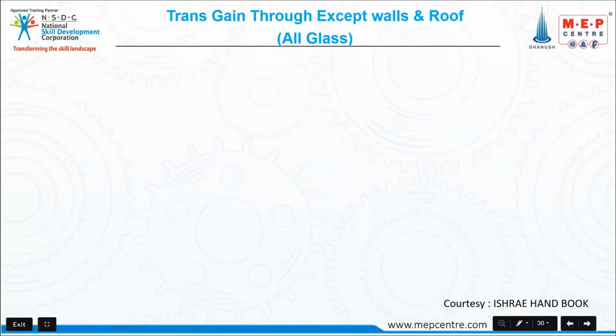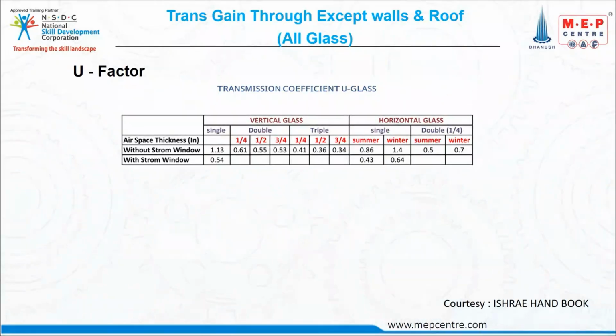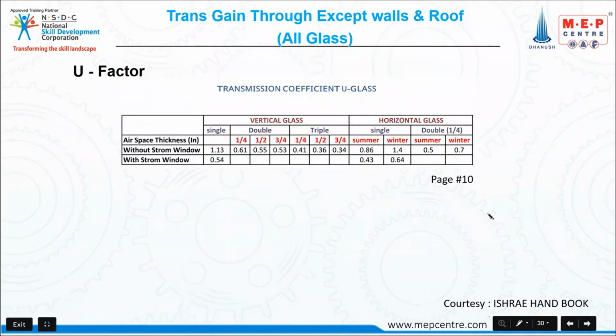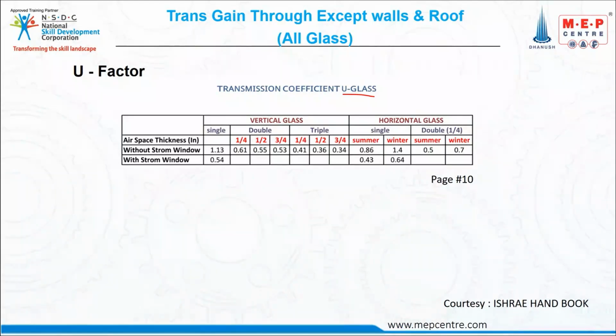Next, U factor. In this case, U factor changes. So from page number 10, transmission coefficient U glass. In the glass, we have two types, which is vertical glass and horizontal glass. So here in the windows, we are using the glass in vertical. So you need to directly take the vertical glass. And again, here we have single pane, double pane and triple pane. So directly take the single pane glass.